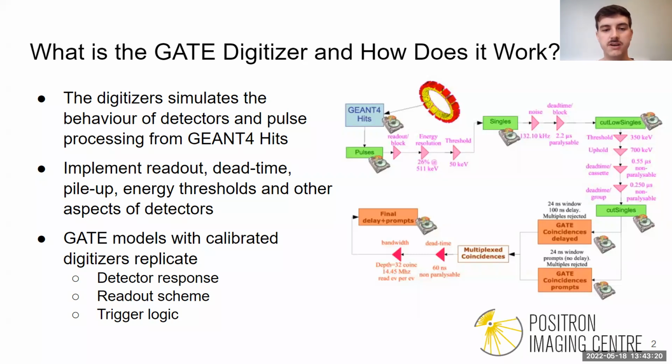GATE models with calibrated digitizers can replicate the detector's response and readout scheme and trigger logic that would be found in the real detector, and is responsible for making sure that any data that you generate using GATE is going to match what would be expected during a real experiment.